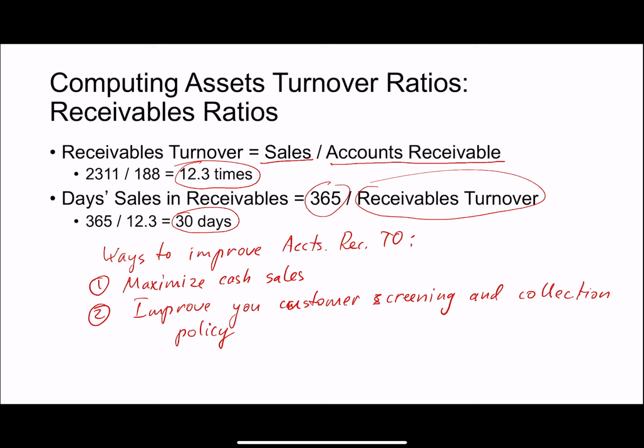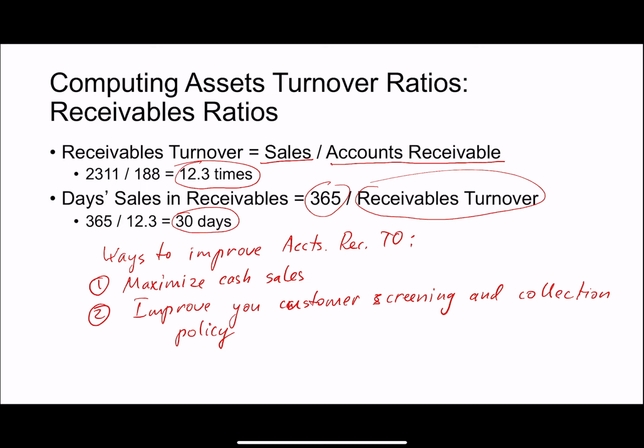Okay, so number one, maximizing cash sales is related to not extending loans to your customer in the first place. So when you maximize your cash sales or reduce your credit sales, you say, I will try to avoid credit sales in the first place.